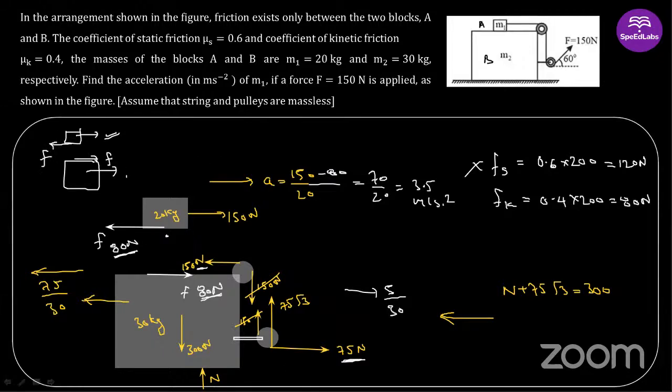Is the situation making sense? Answer is 3.5 meter per second square. And that is kinetic friction. The relative motion is taking place between both of these blocks. But shouldn't it be an integer? Mass is 20 and 30 only.